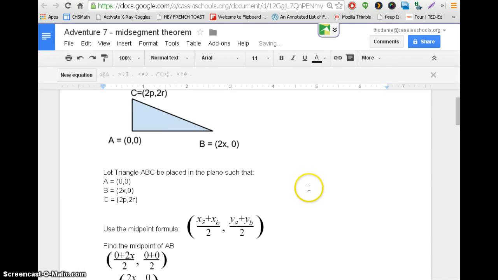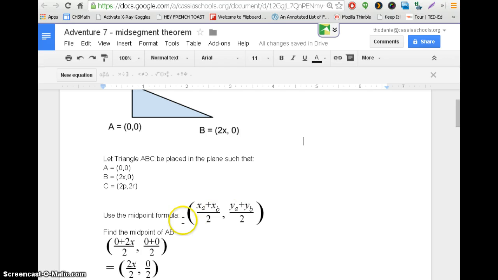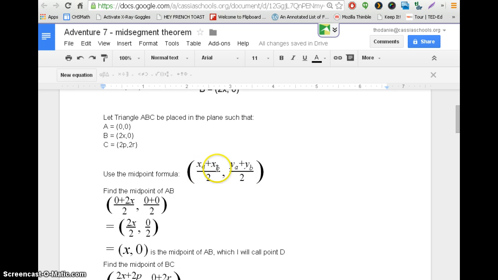Okay, so now if we place ABC in the plane such that A is at 0, 0, B is at 2x, 0, and C is at 2p, 2r, we can use the midpoint formula to find the midpoint of AB. So where would that point be between A and B? It's going to be somewhere in here. So the midpoint formula is given as add together the x's, divide in half, add together the y's, and divide in half. I want to show you how I put this in here so you'll know how to do that as well.